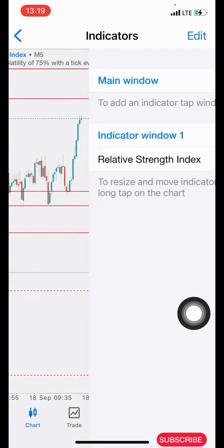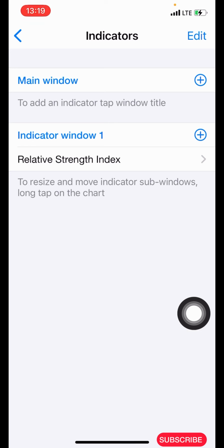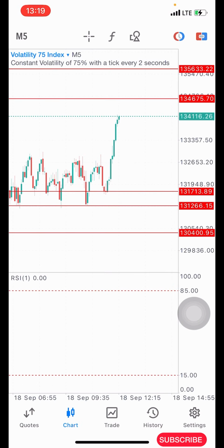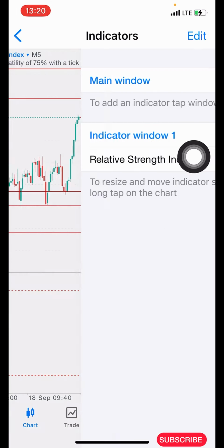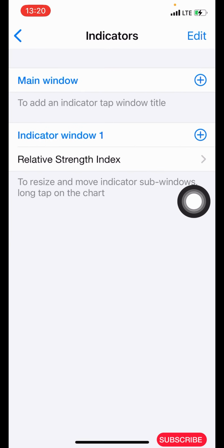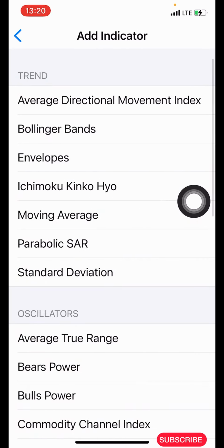The next thing now is the moving average, to help us. The moving average normally moves exactly with the price, depending on how you set it. So we are going to add the moving average now.